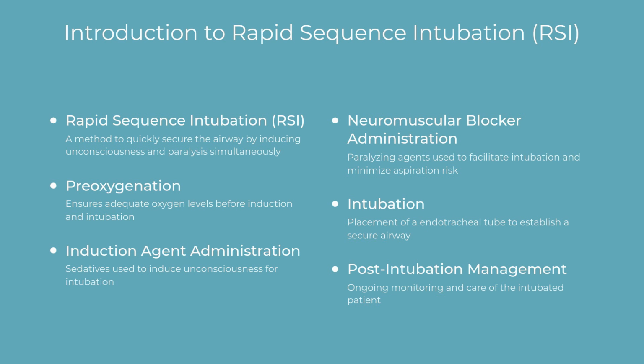The process includes pre-oxygenating the patient to boost oxygen reserves, giving an induction agent to knock them out, followed by a neuromuscular blocker to relax their muscles, then intubating, and finally managing them after the tube is in place. It's all about speed and safety.